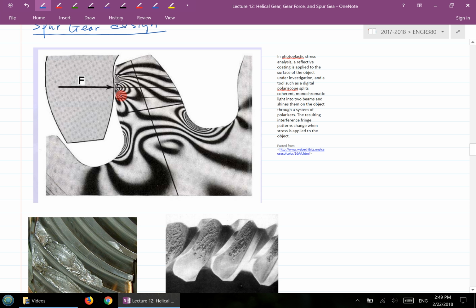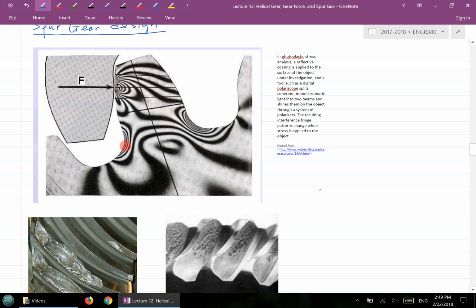As you can clearly see in this picture, the maximum stress happens at this contact location. That's one location. And the other location happens where? At the root location, right? So those are the two locations of interest to us. The first happens at the contact location, when one tooth is in contact with the other tooth. And this is the other location, the root.